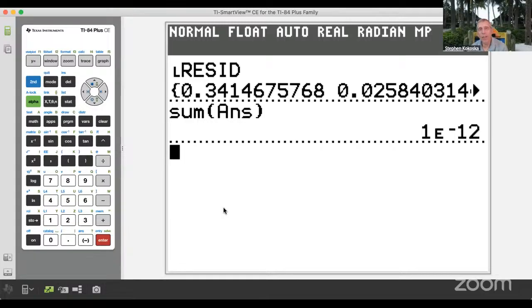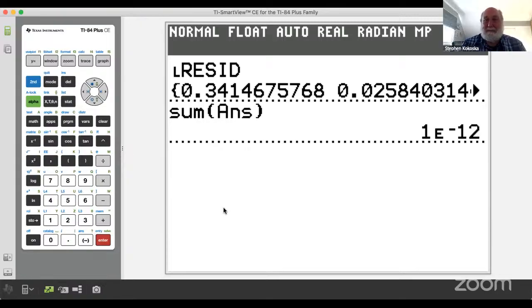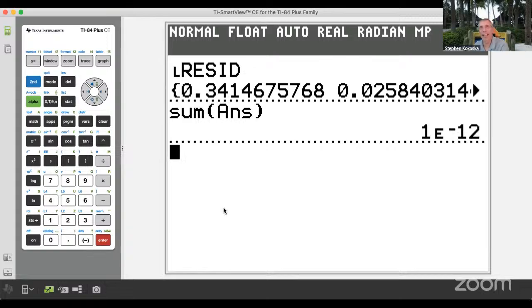That the sum of the residuals is really darn close to 0, isn't it? Huh. Okay, well, we'll leave that as an open question. I think there's a good point there being made.